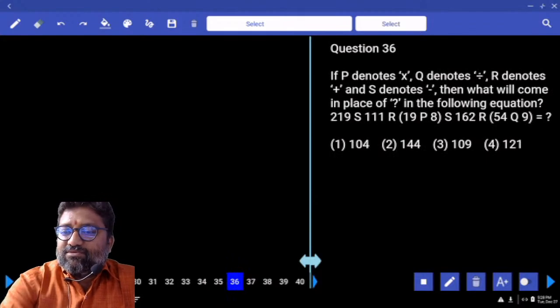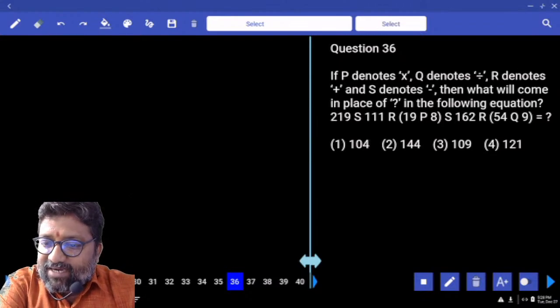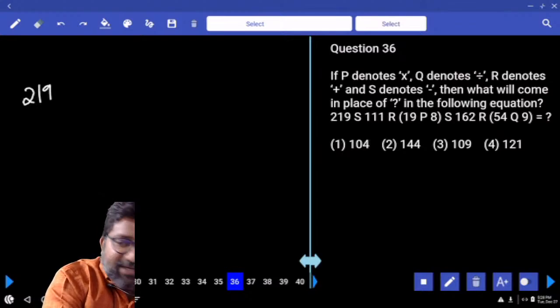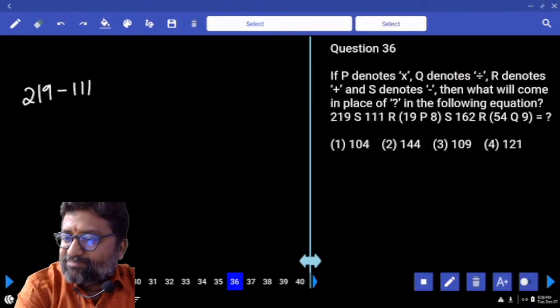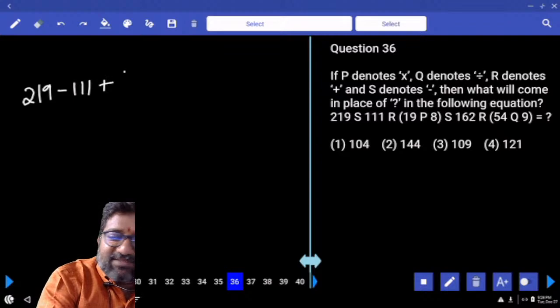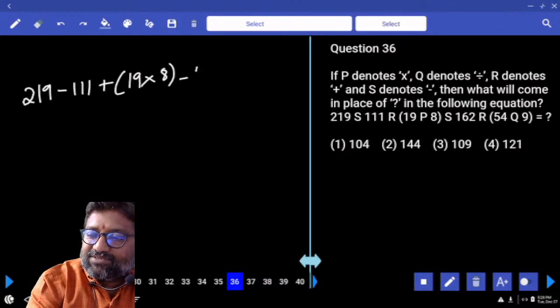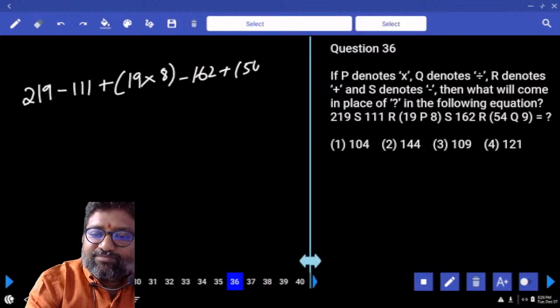Now, what should be going on here? P denotes into, Q is divided by, R is plus, S is minus. What will come in the place of question mark? Let's try to solve this question here. 219 minus 111. What is R? R is plus, and this is 19. P is into 8. Then S is minus 162. R is plus 54, divided by 9.